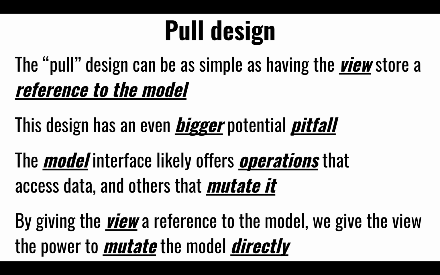So what we could do perhaps is to give it a subset. Perhaps implement an interface that might only expose the read-only operations to the view, so the view could only read from the model, but it could never update the model, right? It could not mutate the model. So let's explore that idea.